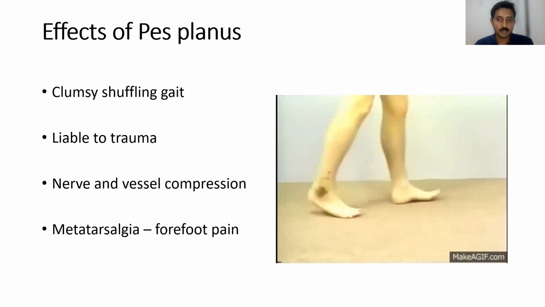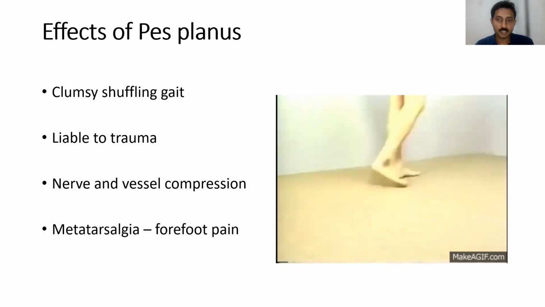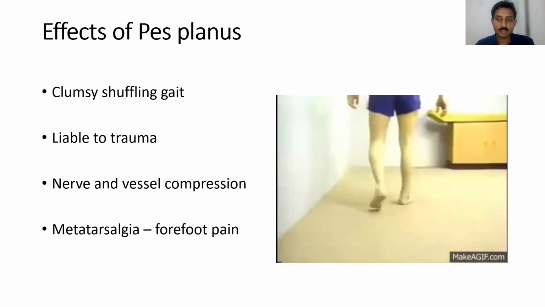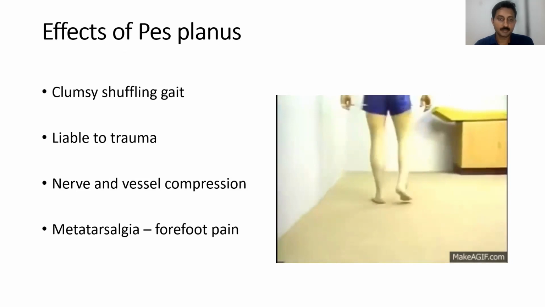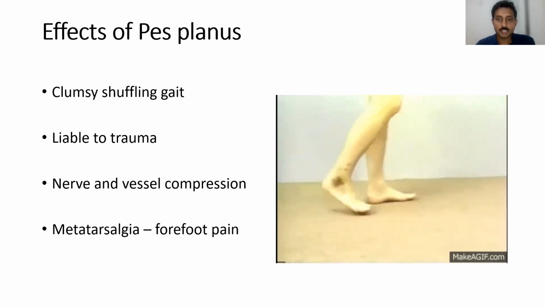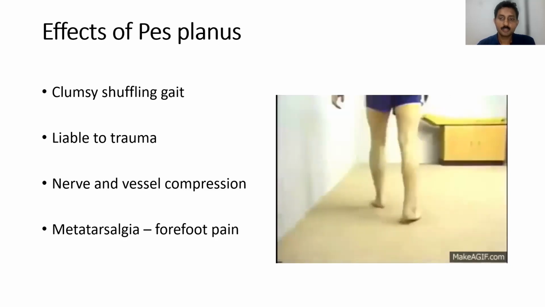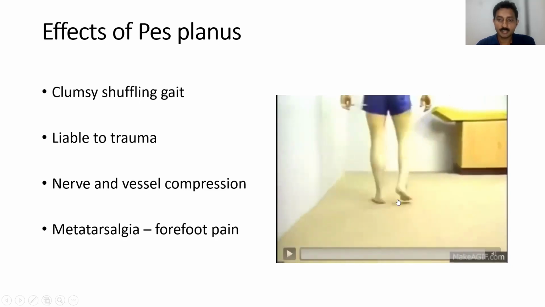You can see here a type of gait. This is called clumsy shuffling gait. Because of the pes planus, the person is having a shuffling gait. Because of this, they are liable to trauma. This type of gait is called what? Shuffling gait. It happens with the pes planus. Here, this patient on the right side has more pes planus.